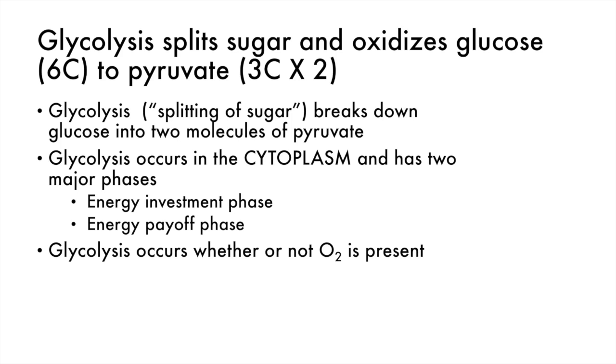It starts off with an energy investment phase, and it finishes with an energy payoff phase. And what you're going to see, if you watch closely, is that oxygen is not consumed. We don't use any oxygen for glycolysis. So glycolysis occurs whether oxygen is present or it's not. And this is a universal process. All organisms have the means to do glycolysis, whether they're tiny little bacteria or dogs or cats or you and me and everything else that's ever lived on Earth.